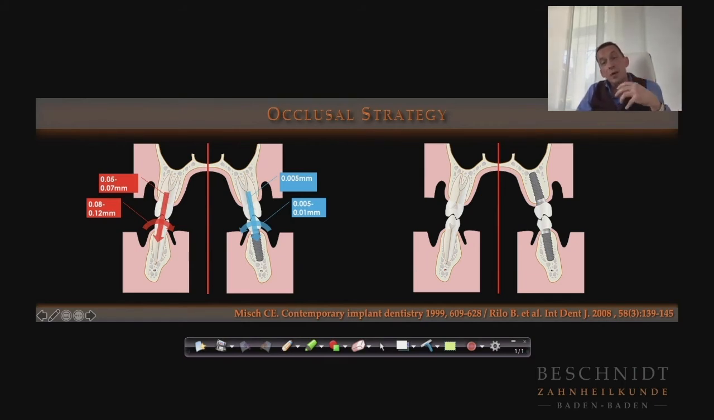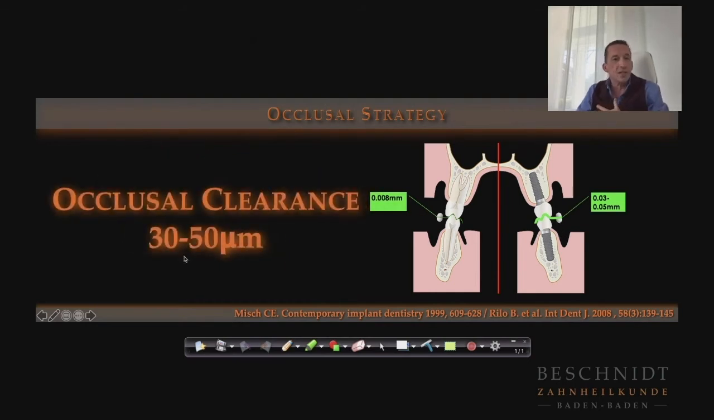And in our clinic, we go this way. We use on the natural dentition side a shim-stock foil of 8 microns. And between implants, we use a 5 times higher foil. We call it a 30 to 50 micron occlusal clearance.